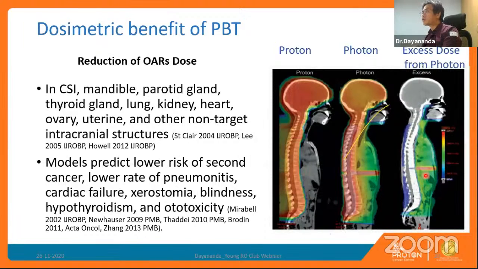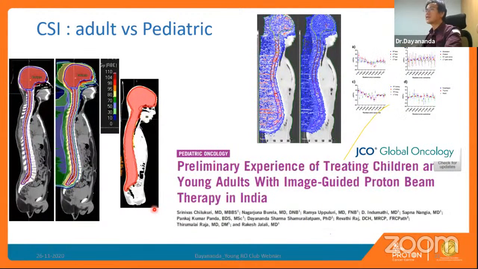So this is the dose difference which you will be delivering from any form of photon radiation therapy compared to proton. And of course, there are several studies which demonstrate the dose reduction to around 18 critical organs with proton therapy compared to photon. If you use this dosimetric data in a model, the model predicts a lower pneumonitis rate, lower cardiac failure rate, lower xerostomia, lower blindness, hypothyroidism and ototoxicity. At the same time, it is also going to reduce radiation-induced carcinogenesis. Even in our centers, we have treated quite a good number of CSI cases, both pediatric and adult, and these are some representative dose distributions from our centers.